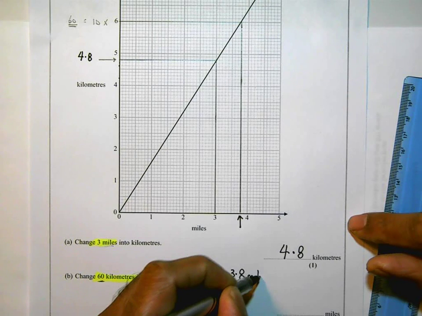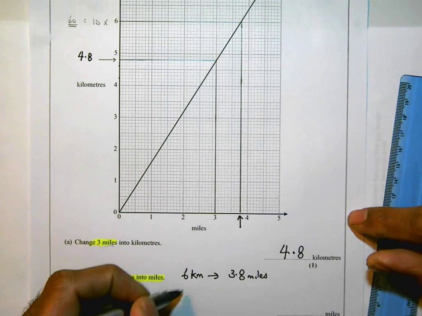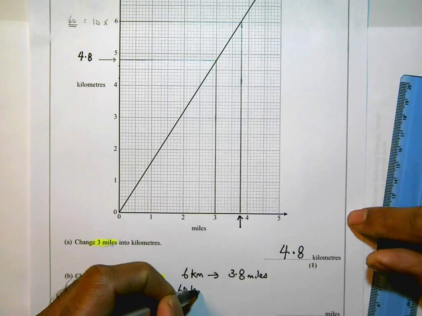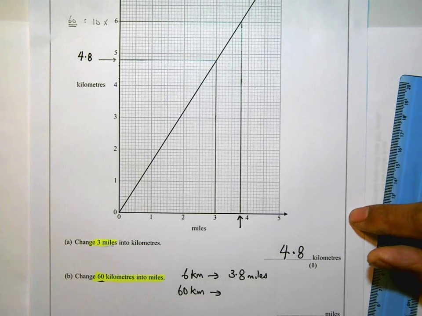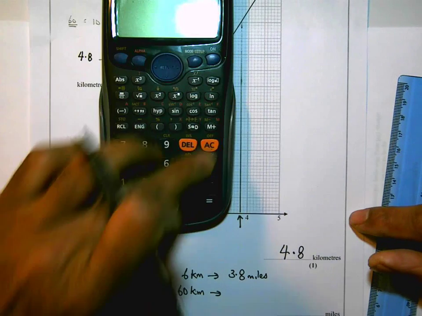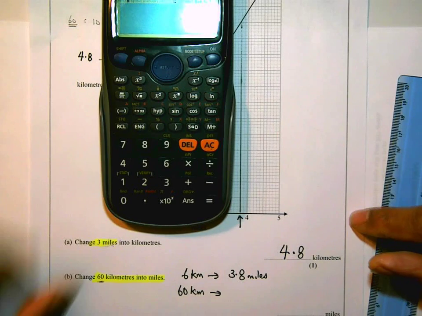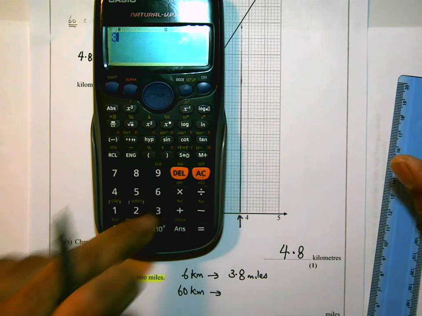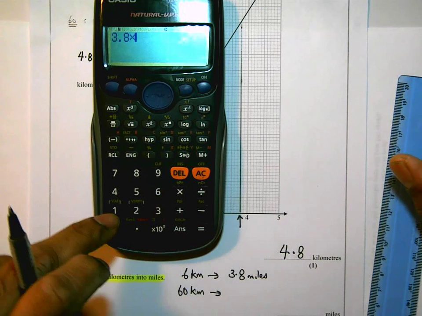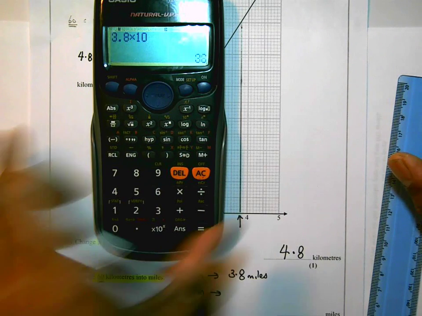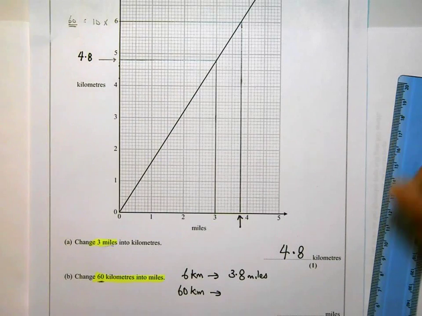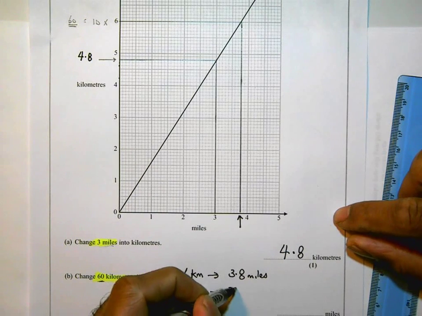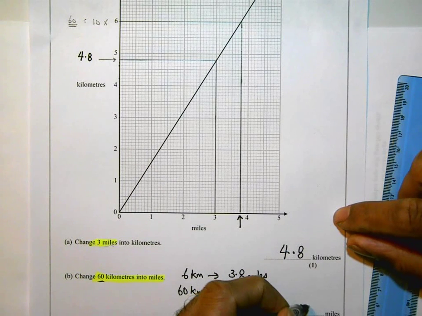So for 60 kilometers, that means I'm timesing by 10. 6 times 10 is 60. And if I use my calculator, 3.8 times 10, which you should know, is going to be 38. I'm putting my answer here: 38 miles. Easy marks, this question is.